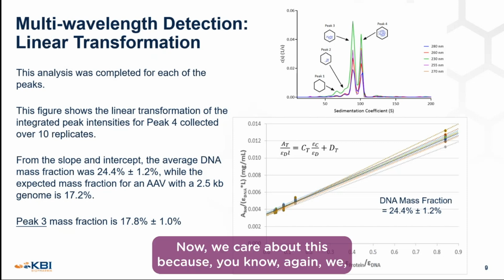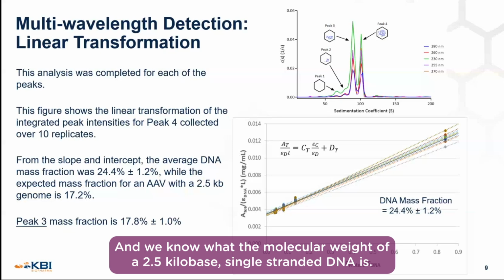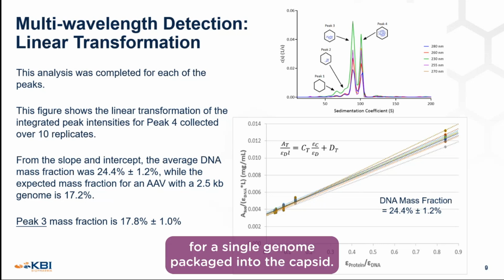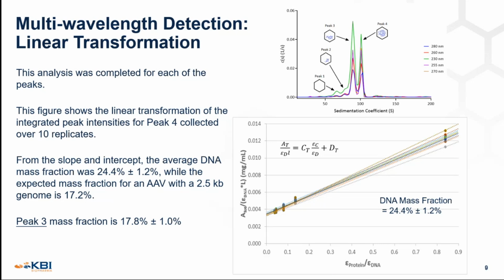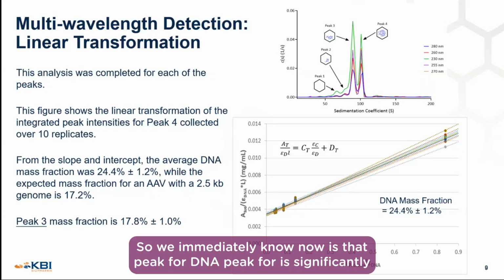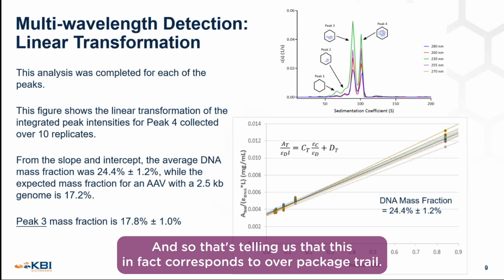Now, we care about this because we know the molecular weight of the AAV serotype 5 empty capsid, and we know the molecular weight of the 2.5 kilobase single-strand DNA, so we can calculate the expected DNA mass fraction for a single genome packaged into the capsid. And when you do that calculation, that expected value is 17.2%. So what we immediately know is that the DNA mass fraction for peak 4 is significantly greater than what we would expect for a single genome packaged into the capsid. And so that's telling us that this, in fact, corresponds to overpackaged material.